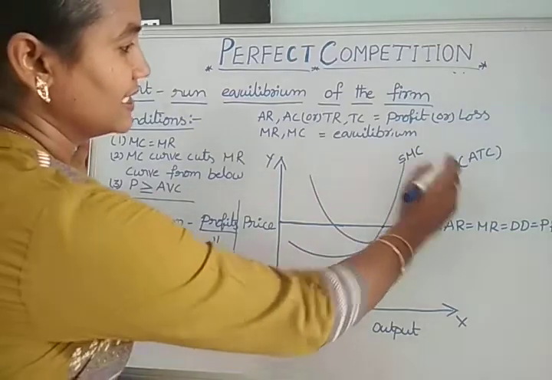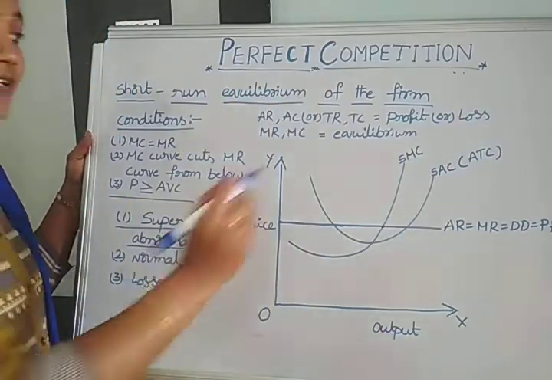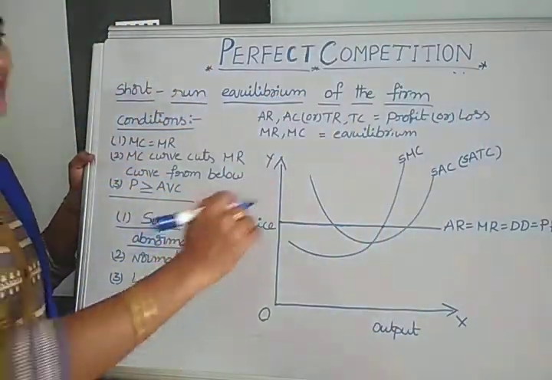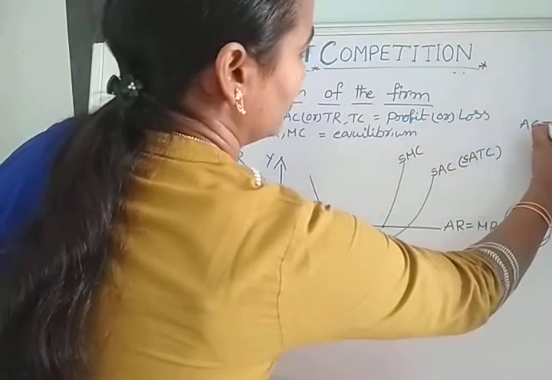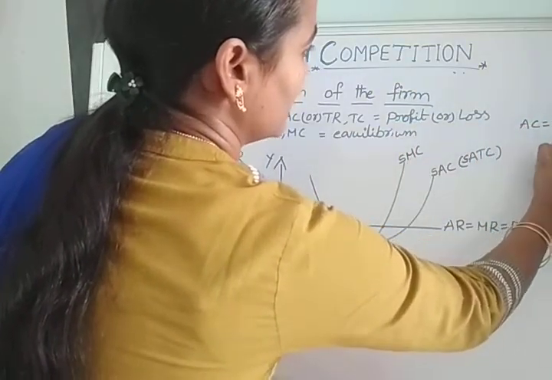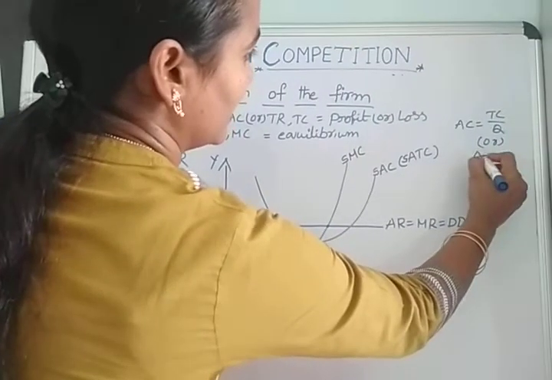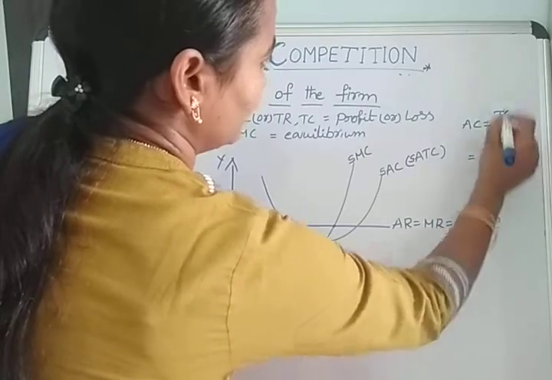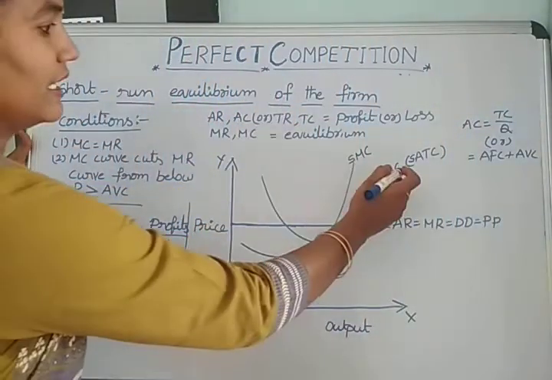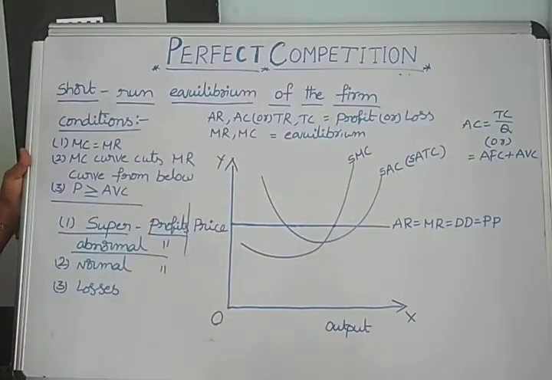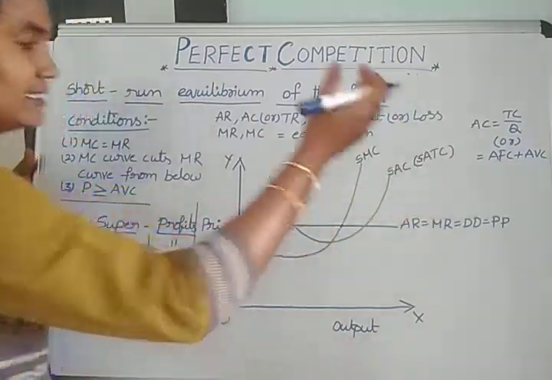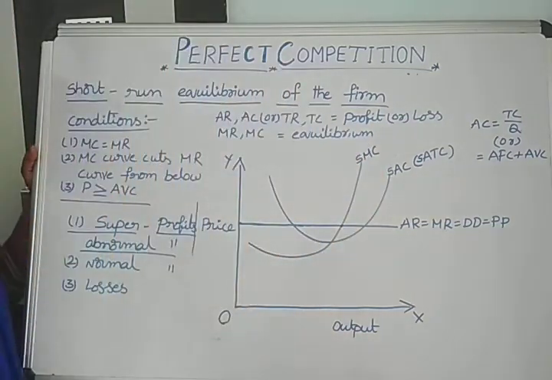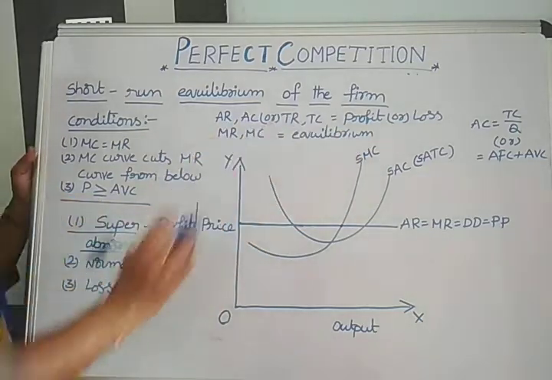Next one is SAC, the short run average cost, also called short run average total cost, because average cost is equal to TC by Q. Or otherwise, one more formula, AFC plus AVC. If we use either the first or the second, we will get AC, or otherwise ATC. These two terms, ATC and AC, are the same. There is no change. Next one is SMC, representing short run marginal cost.